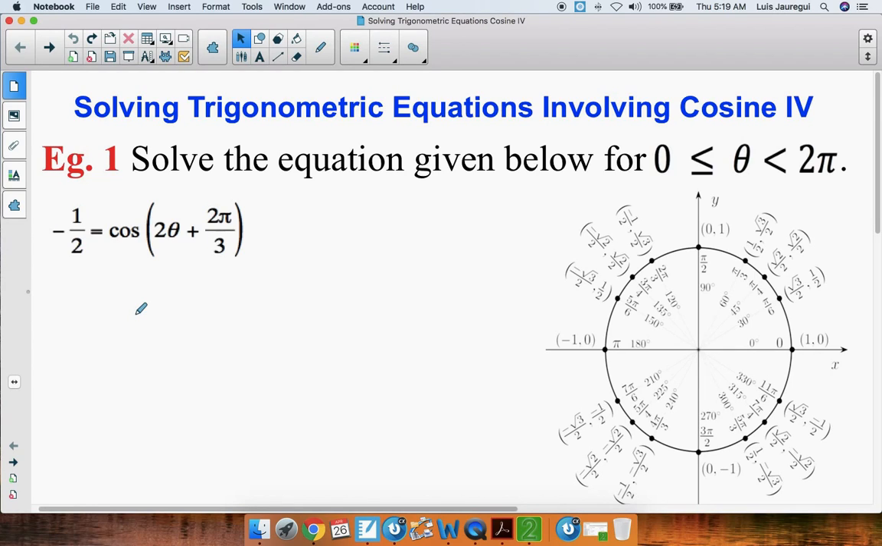Let's take a look at our first example. Solve the equation given below for theta greater than or equal to 0 and less than 2 pi. Notice that the particular equation we're provided is already solved for cosine.